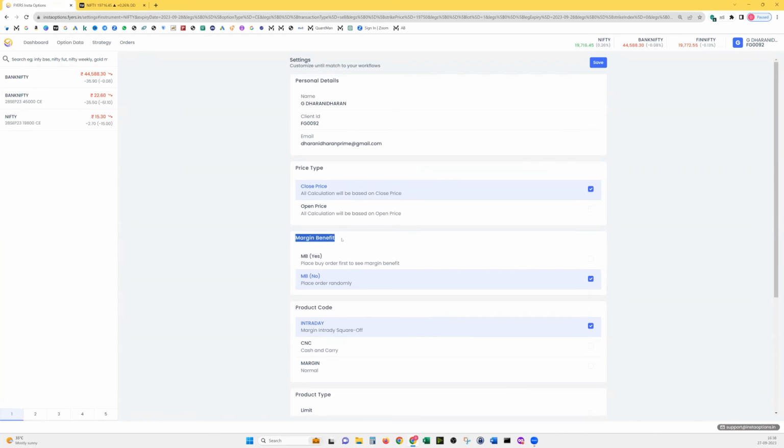And then we have something very important: margin benefit. This is going to be helpful for traders who have two legs, where one call option they have bought and the other call option they have sold.